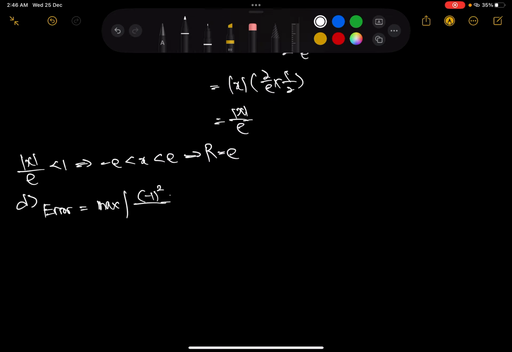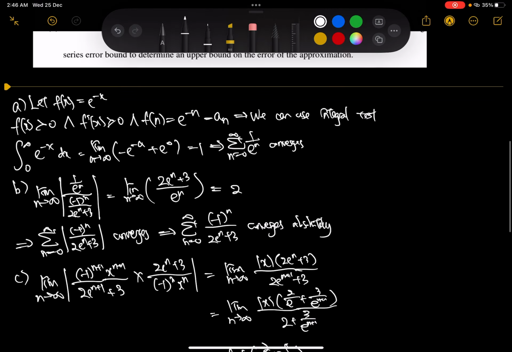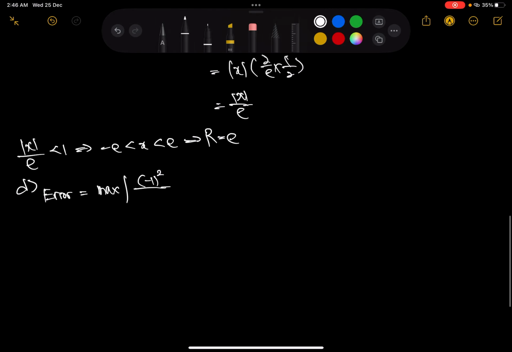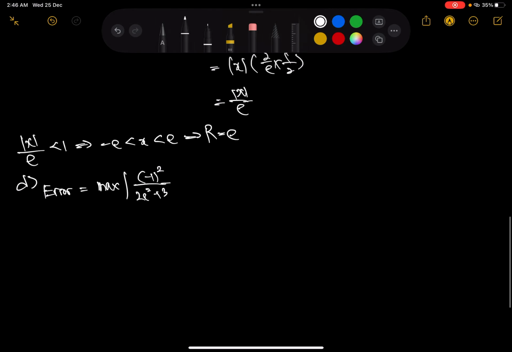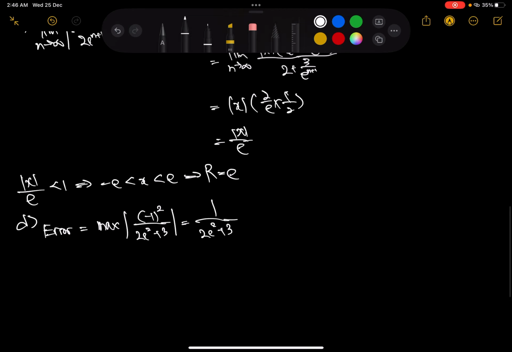So, wait, is it g1? Yeah, so it's 2e squared plus 3, which is just 2e squared plus 3 below 1. And that's the end of this question.